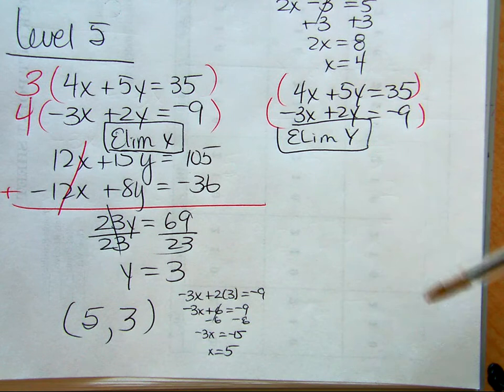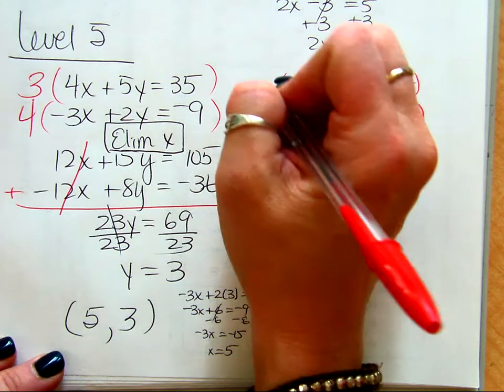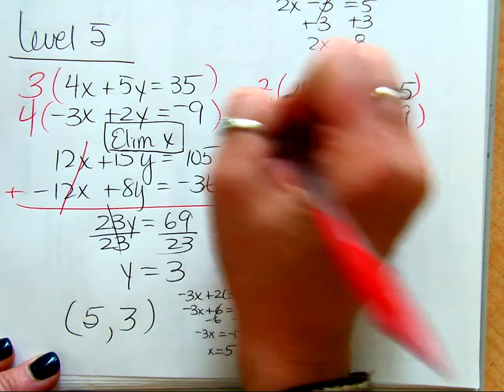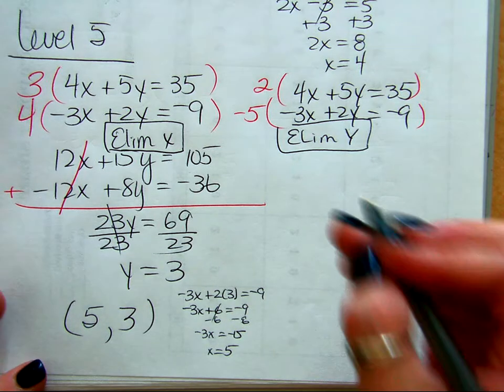So if you're working with a partner and you're looking at their work and you go, you got to multiply this one by negative 5, they may have it. It might be just a different way they did it. So let's just go with positive 2, negative 5, as long as one of them is that. Now let me show you how that affects what your work looks like.